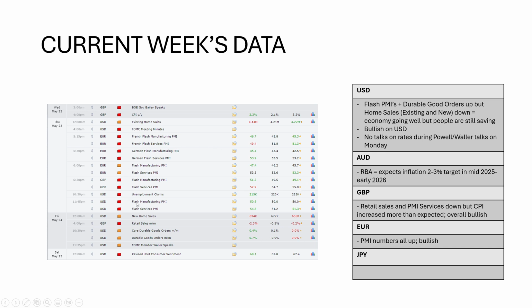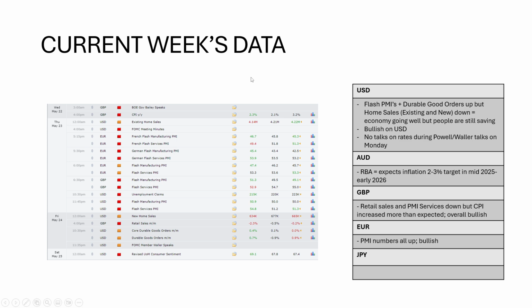For USD, you can see I'm talking about unemployment claims being down. I'm talking about flash manufacturing and services being up, higher than expected, up from last week. We had home sales down, existing and new home sales down, but we had durable goods orders month to month all higher than expected. We had Powell and Walker talks on Monday, which had nothing to do with interest rates, so we can negate that. University of Michigan consumer sentiment is also bullish for USD. So overall, very bullish for the dollar this week.